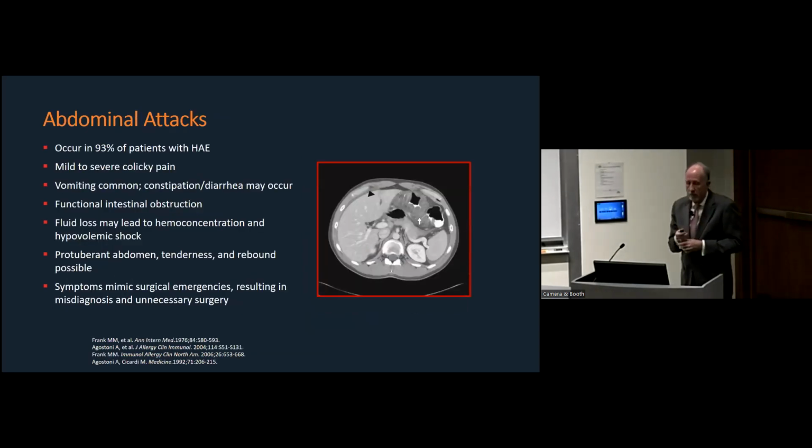This is abdominal attacks. This is a picture of a CT scan just showing an area of swollen bowel and maybe some dilated loops of bowel looping up. You can't really see that very well on this CT scan.